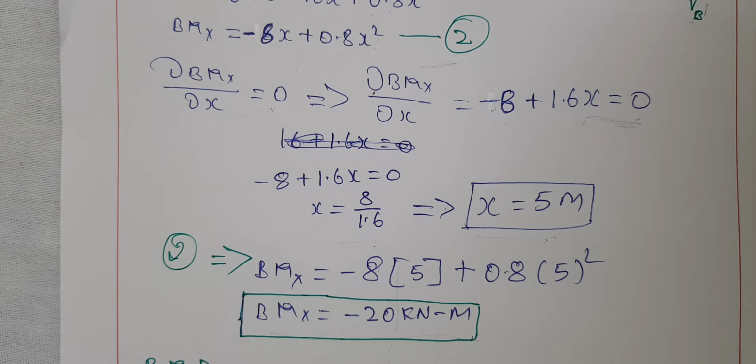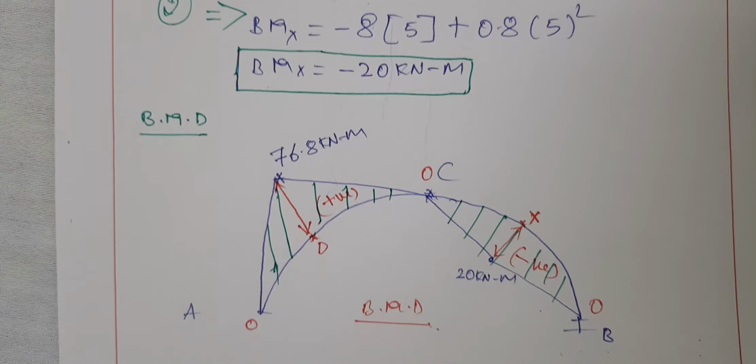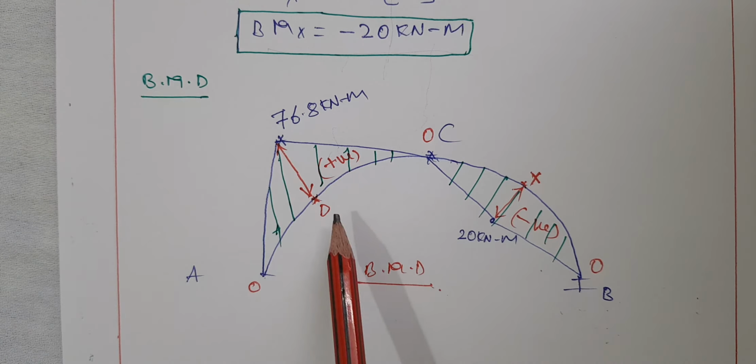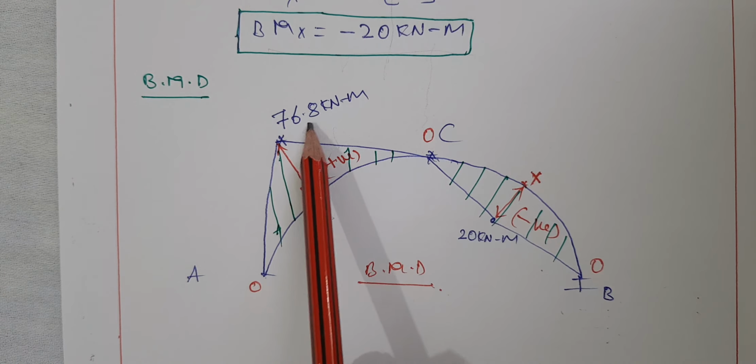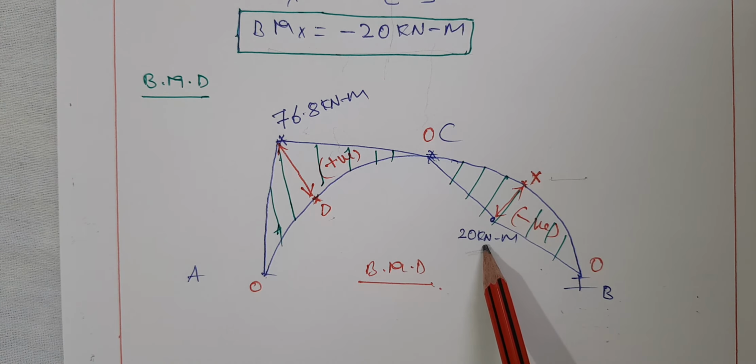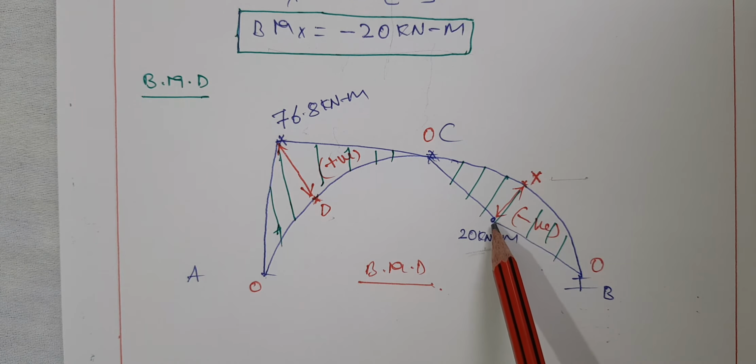If it is positive, you have to draw above the axis of the arch, and if it is negative, you have to draw below the axis of the arch. And you should remember that at the supports and at the hinges it will be 0. So I am considering at A it is 0, at C it is 0, at B it is 0, and at point D we have a value, it is 78.6 positive, so above the arch. And at point X we have a value, it is minus 20, so it is below the center line of the arch, that's what I considered.